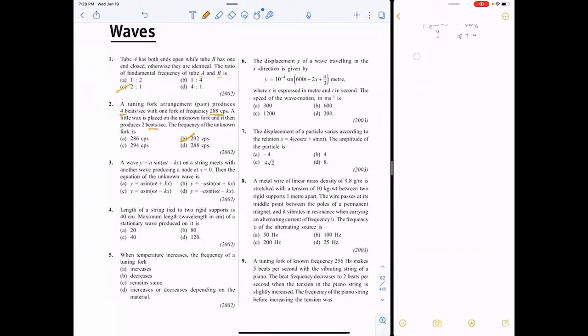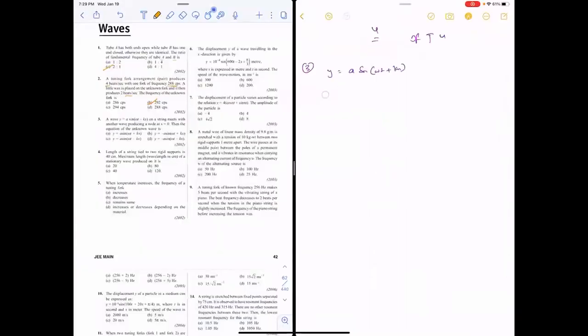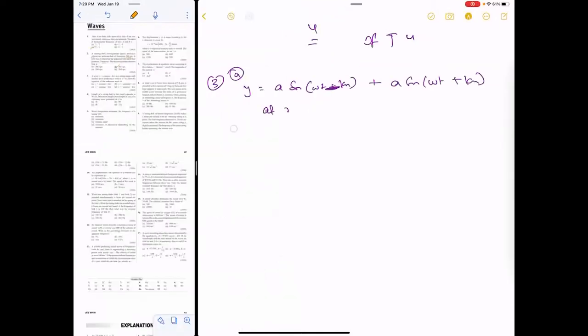So let us see what is y value, guys. Question number 3. Y is equal to a sine omega t plus kx, or minus kx. First option, I'm trying option A, plus A sine omega t plus kx. At x is equal to 0, it should be a node. So at x is equal to 0, y should be equal to 0. If I substitute x is equal to 0, what y are we getting? Y is equal to 2A sine omega t. It is not 0. So option A is wrong.